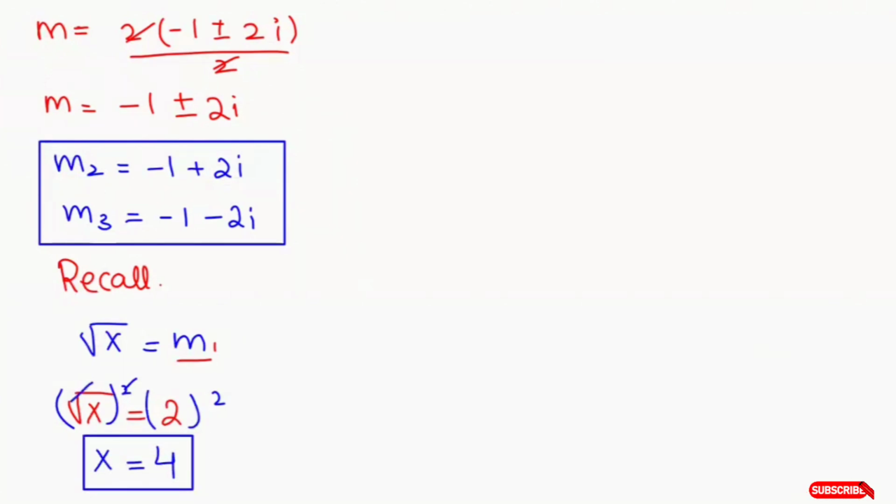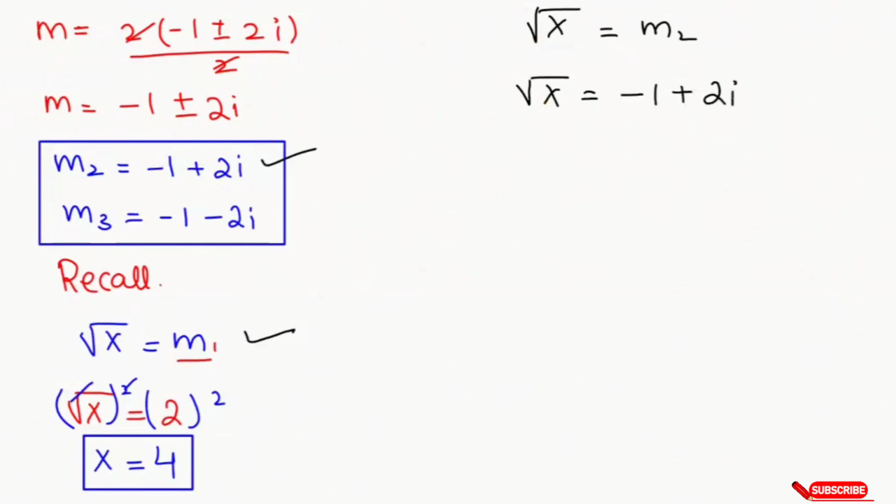Now I am going to plug in the m2 value in the same expression. Root of x is equal to m2, we have that is minus 1 plus 2 iota. And now next I am going to square both sides. I am going to rearrange. This and this get cancelled.